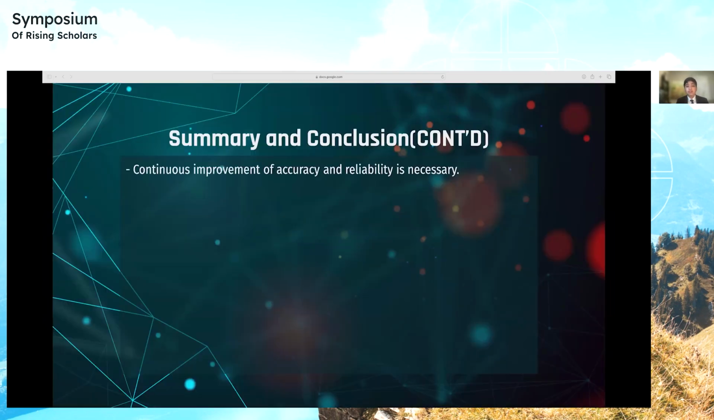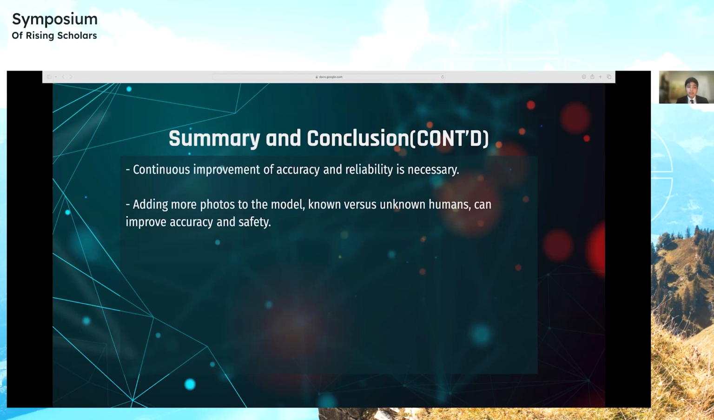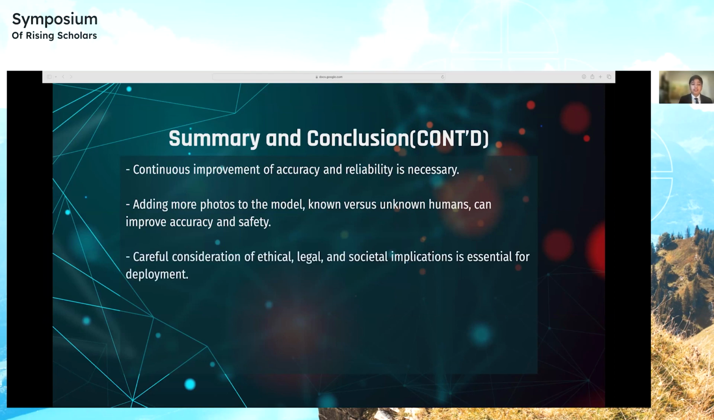We'd also need to improve the accuracy and reliability because, as seen in the results slide, the known versus unknown human model is only 75% sure, and that is not good enough for safety. We should also consider ethical, legal, and societal implications before deploying this product.